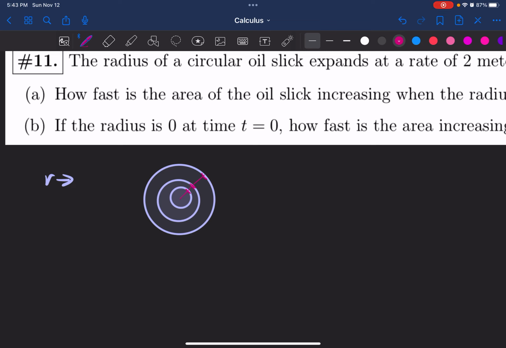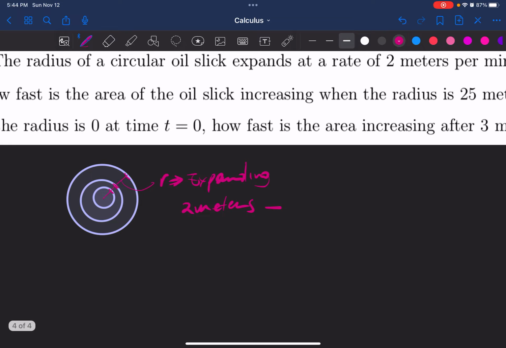So they're telling me that this radius r is expanding at a rate of 2 meters every second. So every minute my radius is increasing. Basically my radius is expanding every 2 minutes. That means the radius is changing over time, which, when I think about that, what comes to my mind is the rate of change.